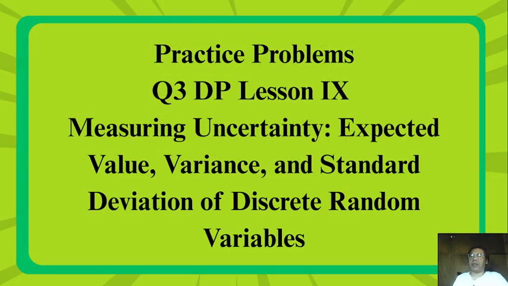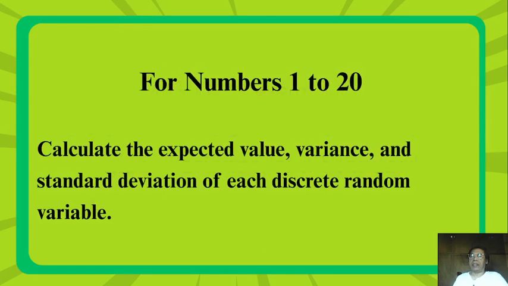Practice problems for our quarter 3 data and probability: measuring uncertainty, expected value, variance, and standard deviation of discrete random variables. For numbers 1 to 20, calculate the expected value, variance, and standard deviation of each discrete random variable.